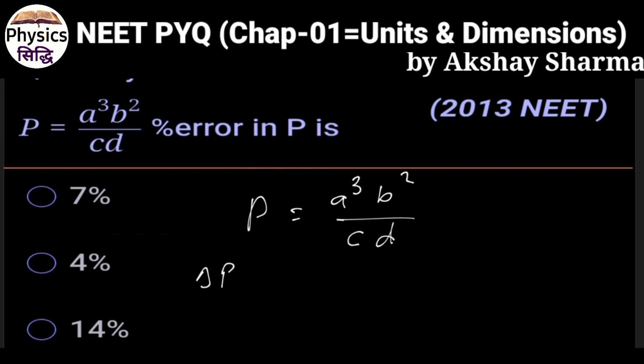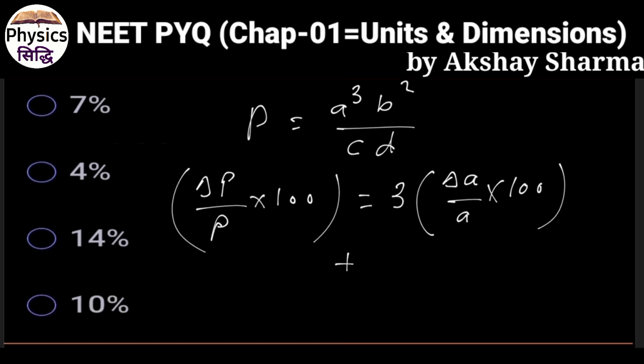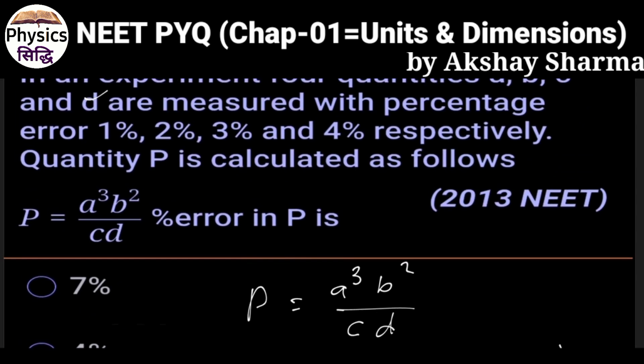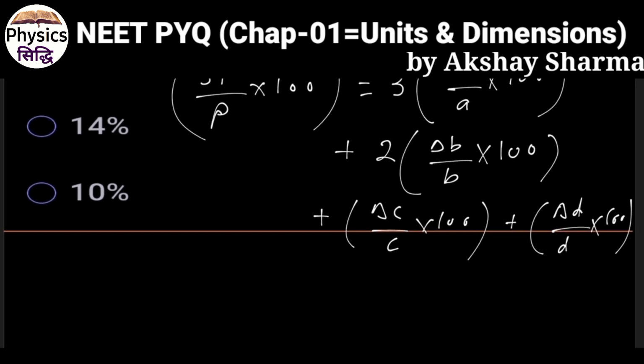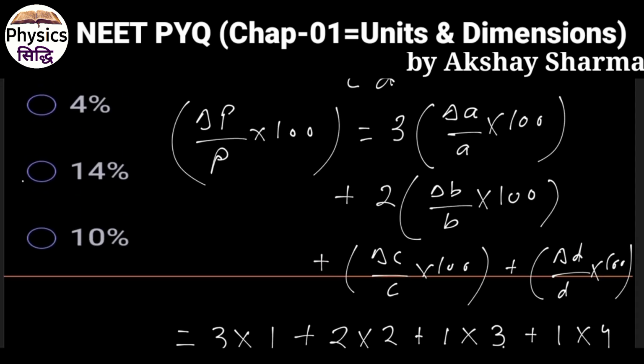If we are going to count percentage error, then 100 into delta P upon P will be equal to, the powers are brought ahead, 3 into relative error of A into 100 plus 2 into relative error of B upon B into 100 plus relative error of C upon C into 100 plus relative error of D upon D into 100. And now just put the values, A, B, C, D having 1, 2, 3 and 4% respectively, means 3 into 1% plus 2 into 2% plus 1 into 3% plus 1 into 4%. It means 3 plus 4 plus 3 plus 4. 3, 4, 7, 3, 10, 10 and 4, that is 14%. 14% is correct. Now next question.